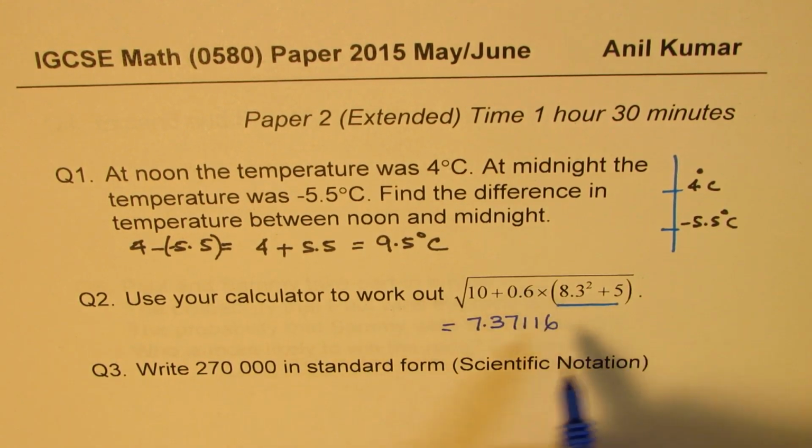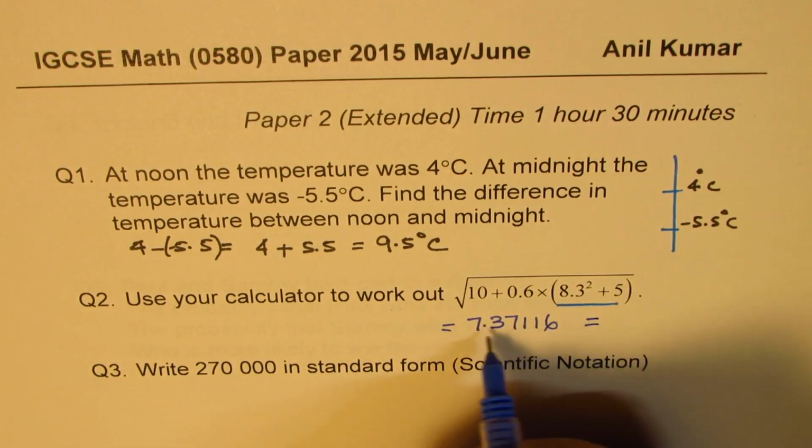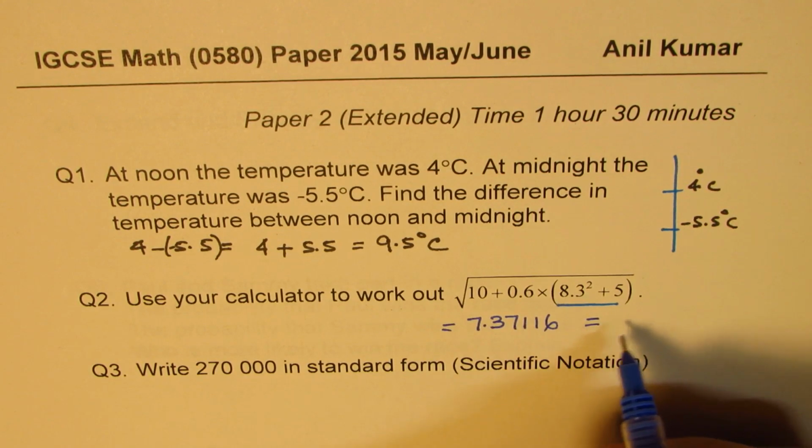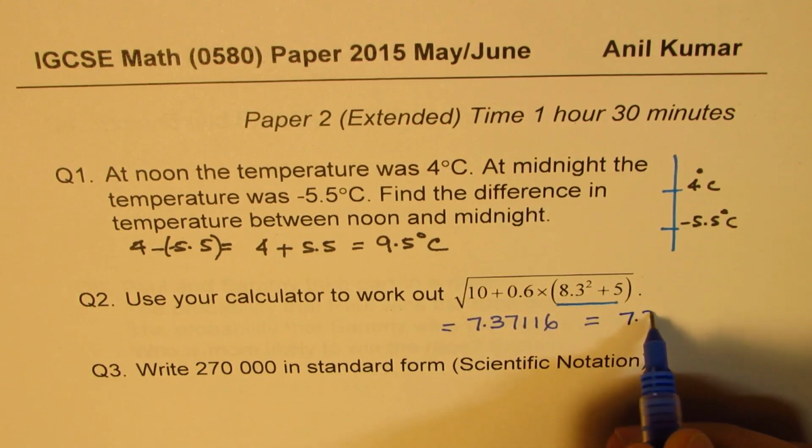Now in general, if we are not given any rounding places, we'll just round to 2 decimal places. So we'll say 7.37.